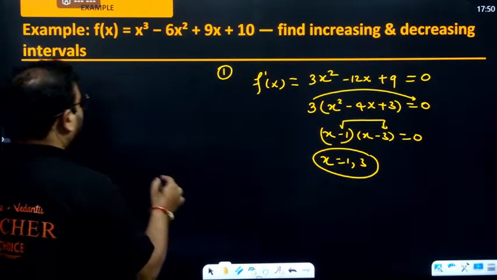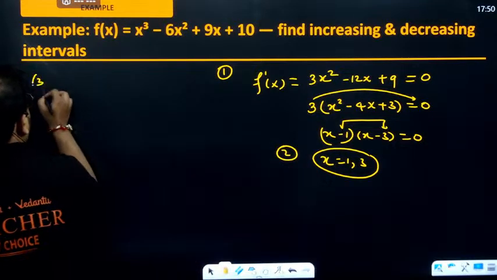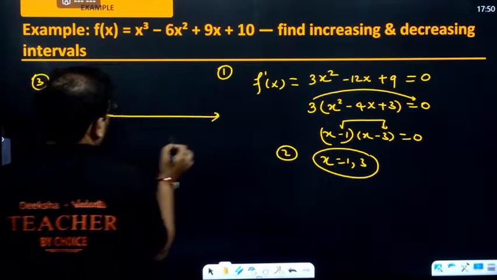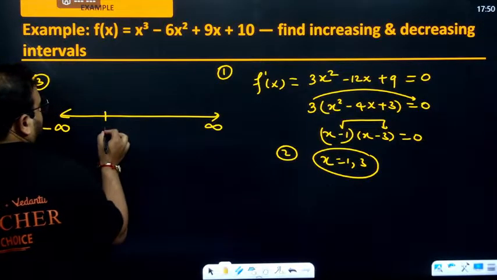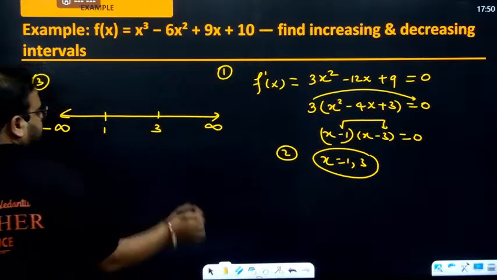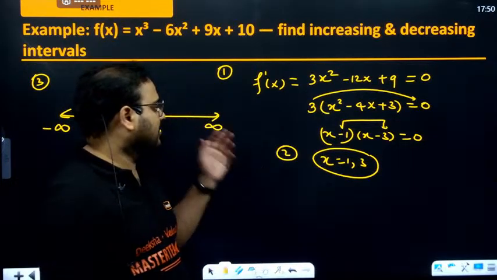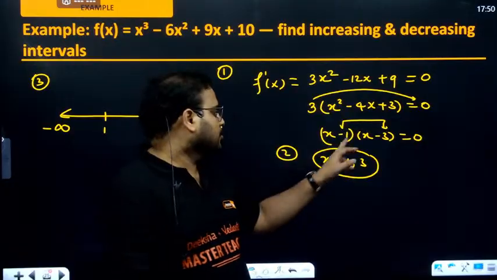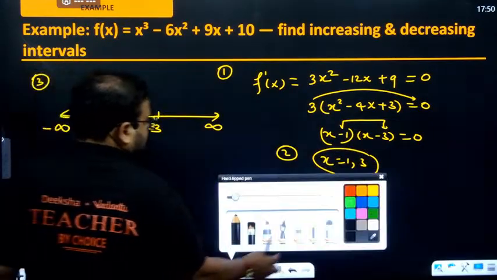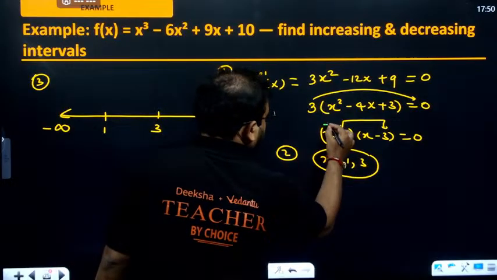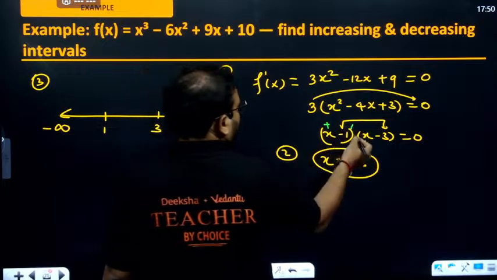Once we have this value, what is the next step? This is the critical point. Third step is to plot the number line. This is minus infinity, this is plus infinity, with 1 and 3. Now the next step is to plot the inequality and use the wavy curve method. Look at the coefficient of x square, positive. So based upon this coefficient, the net sign is positive on the right, and the power of each factor is 1.